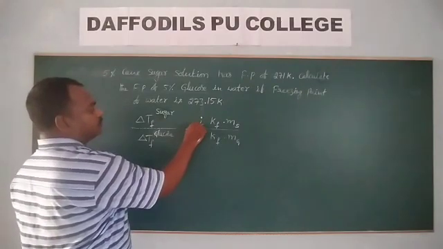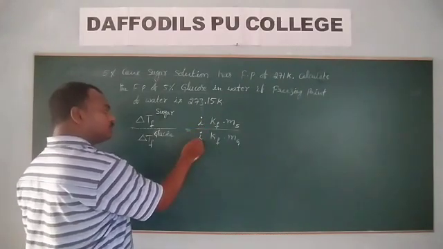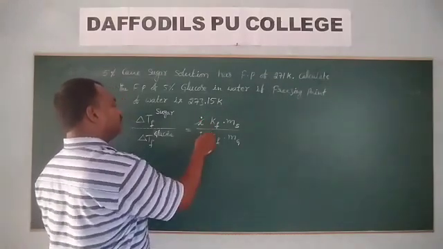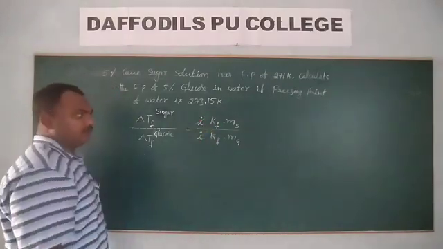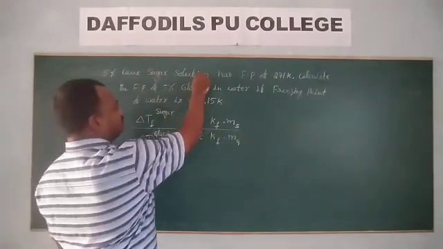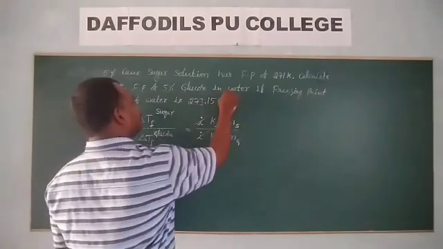Sugar does not undergo dissociation. Glucose does not undergo dissociation. Hence, the i factor for both the things is the same. Next, here the solvent is water.